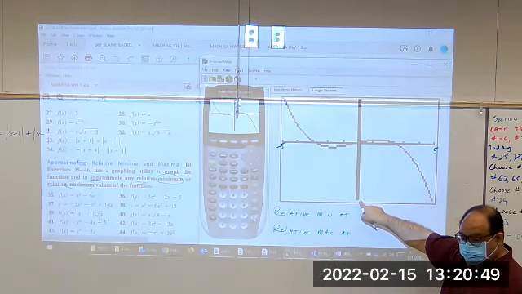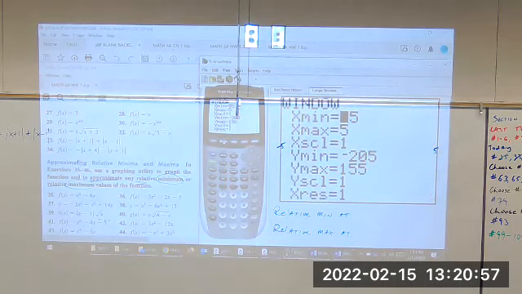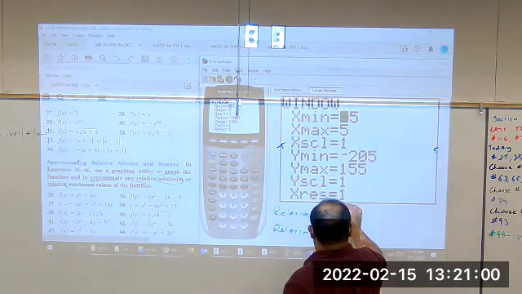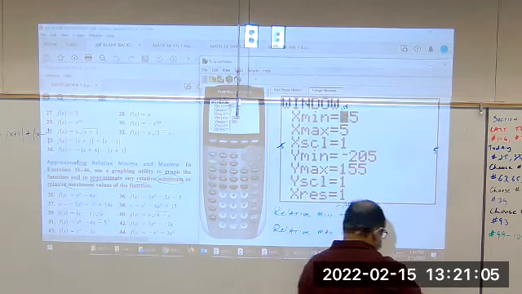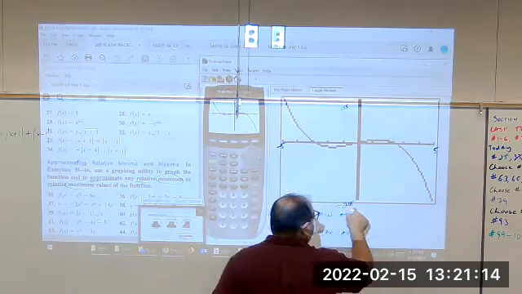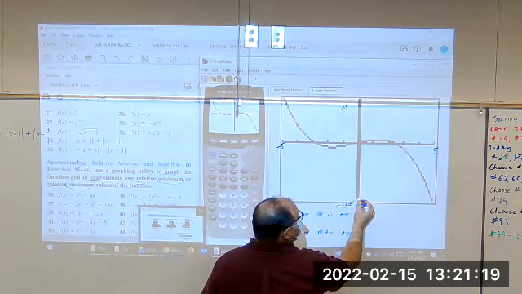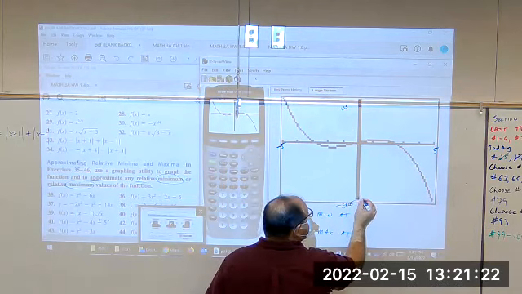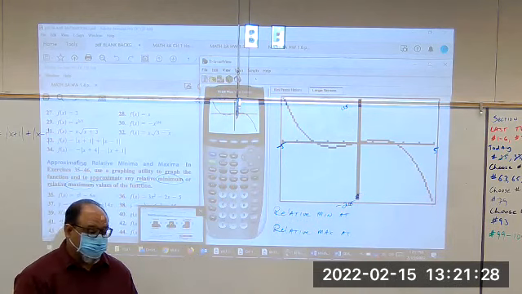Because the y scale is 1, it's putting a little dash every 1 unit. The reason why it looks so thick is because that y window, watch when I click on the window, goes from negative 205 down here all the way up to 155 up here. So on the graph, it's putting a little notch from negative 205 to 155. It's basically putting 360 little notches. So there's so many little notches that it looks like a big old solid line.